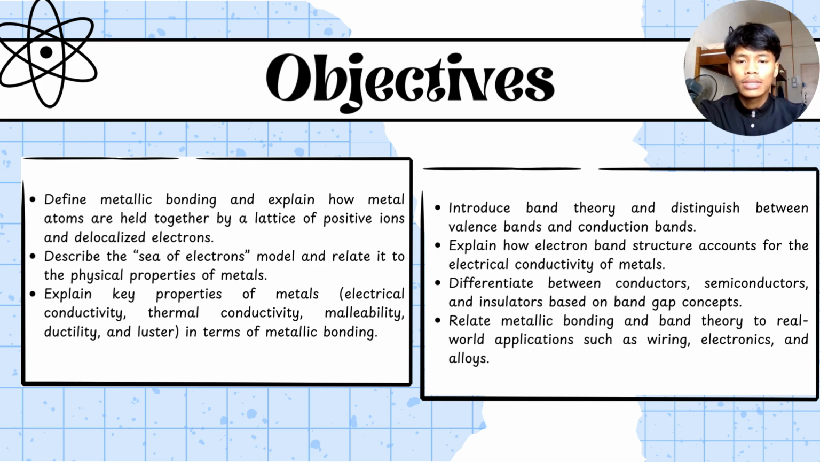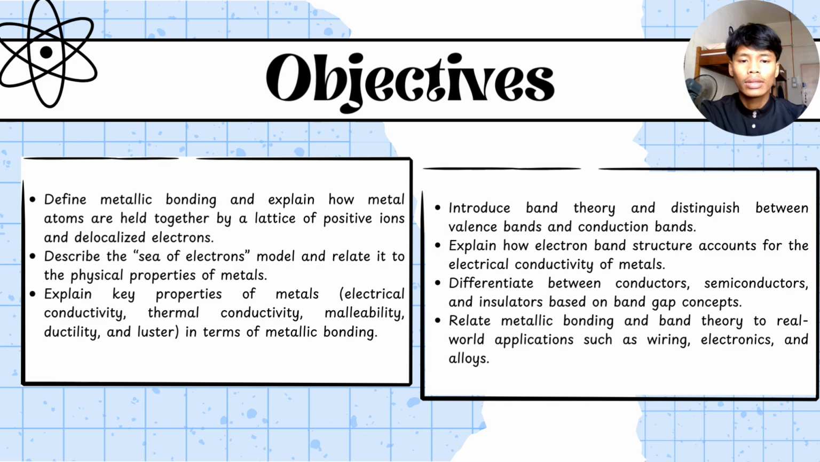Explain key properties of metals such as electrical conductivity, thermal conductivity, malleability, ductility, and luster in terms of metallic bonding. After that, introduce band theory and distinguish between valence band and conduction bands. Explain how electron band structure accounts for the electrical conductivity of metals.